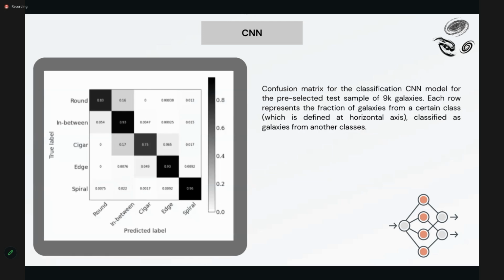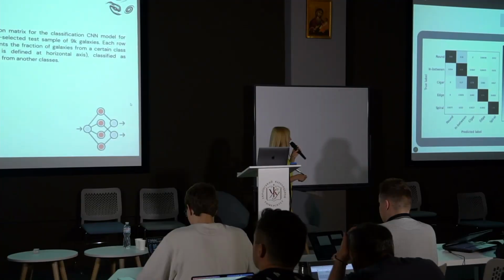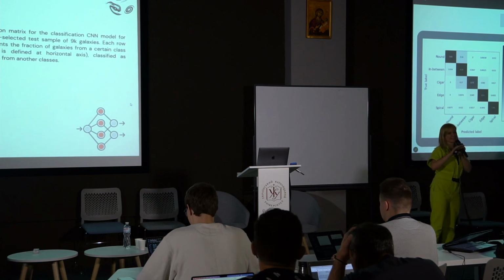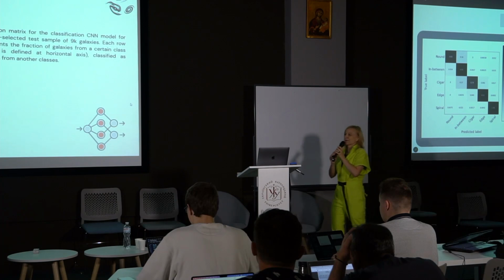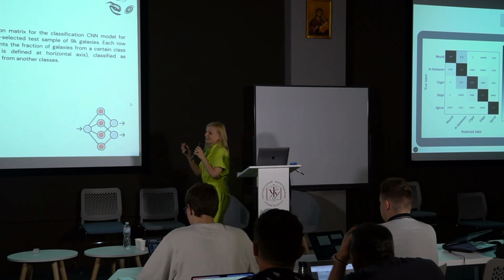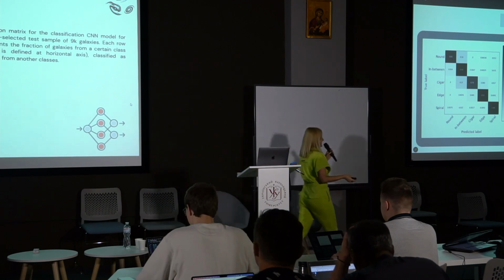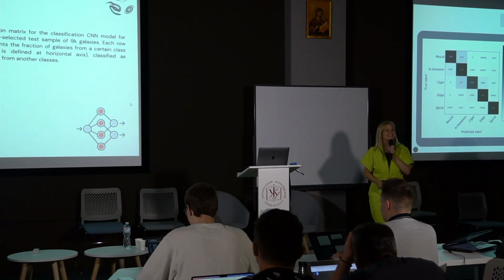Here you can see the results: round 93%, in between 93, cigar 75, edge-on 93, and spiral 96. But it's an interesting question why cigar shape is 75. It's the lowest one. We were thinking for a long time why even this galaxy has a lower result. Maybe you have an idea? Yep.